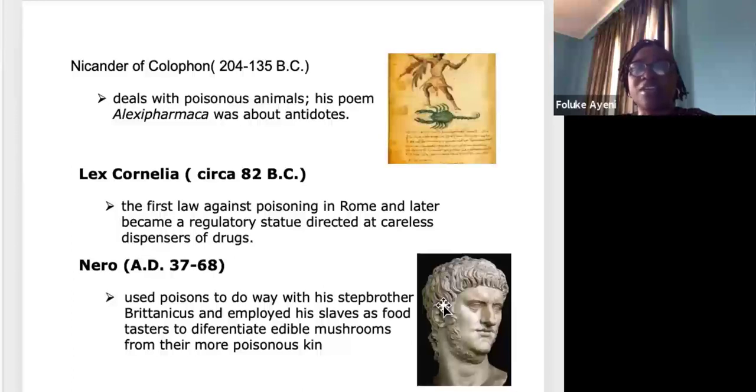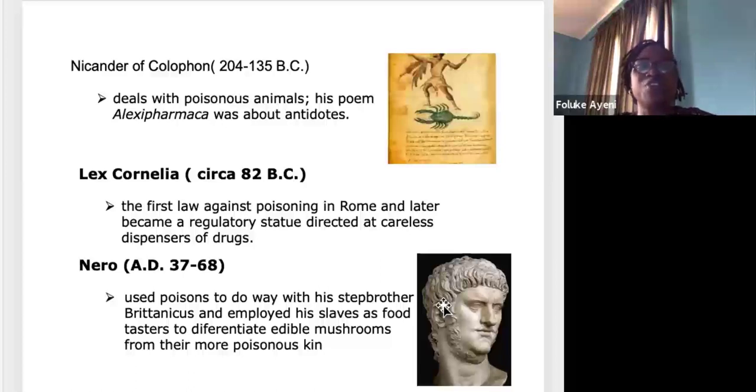And then Lex Cornelia was the one that made the first law against poisoning. Up till this time, there had been no law regulating the use of poisoning, and people were free to use them anyhow, depending on the dose. You use them against your perceived enemies. You use them to subdue some people to do what you want, to do your bidding.